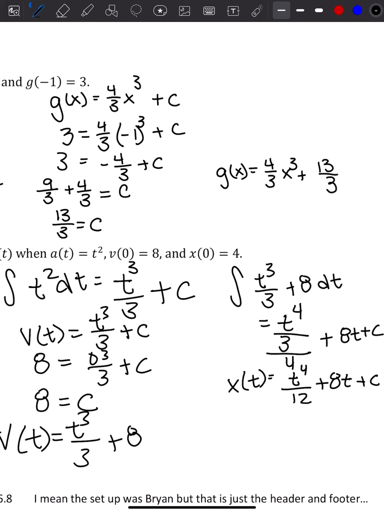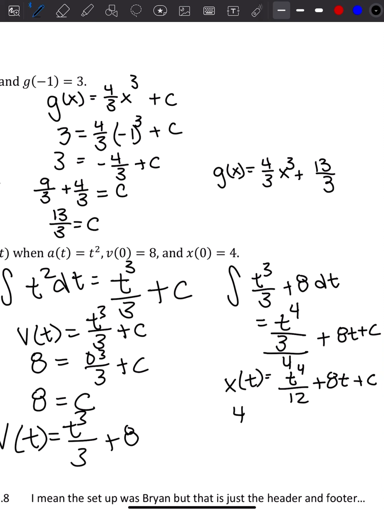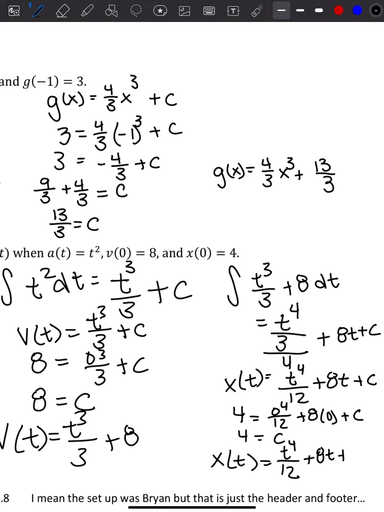So we're going to use x of 0 is equal to 4. So 4 is equal to 0 to the 4th over 12 plus 8 times 0 plus c. All of the zeros go away, so we have 4 is equal to c. X of t is equal to t to the 4th divided by 12 plus 8t plus 4.